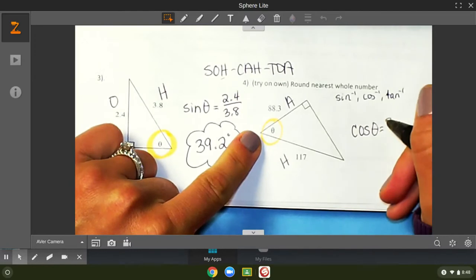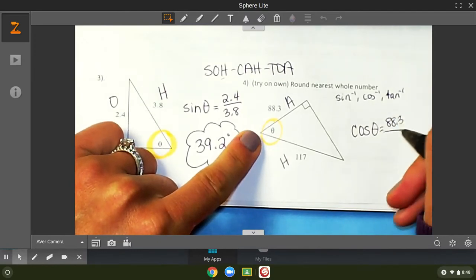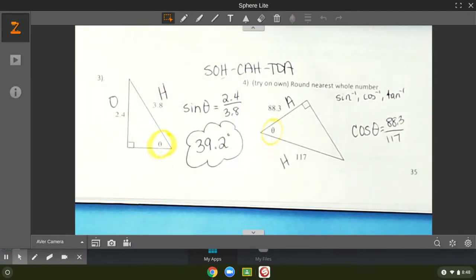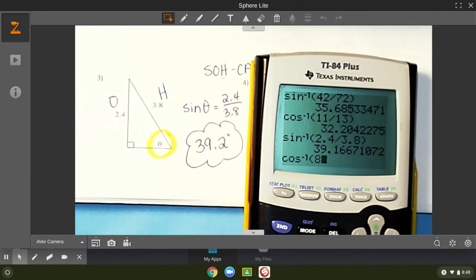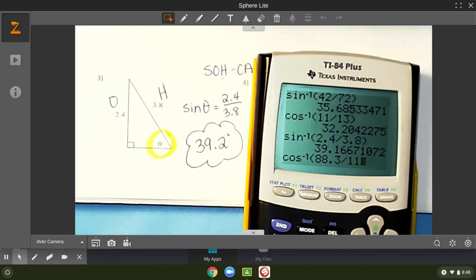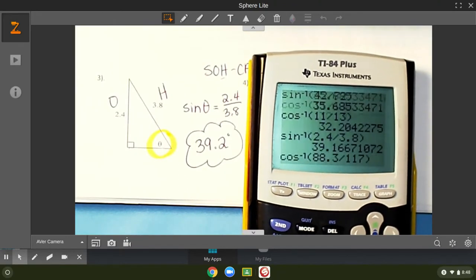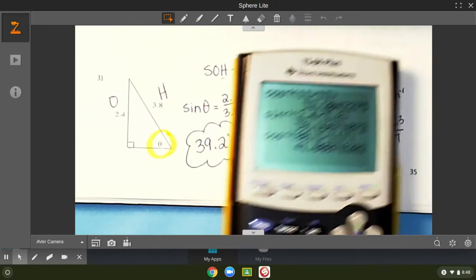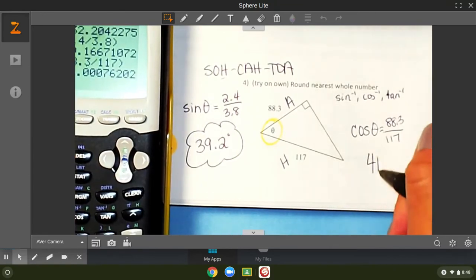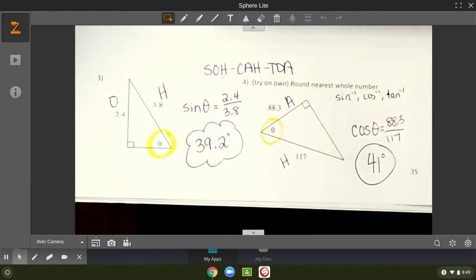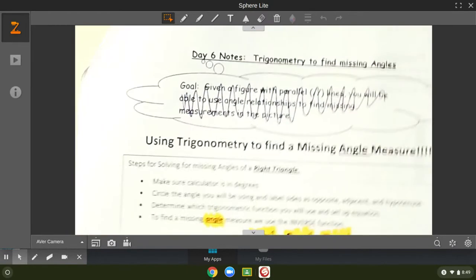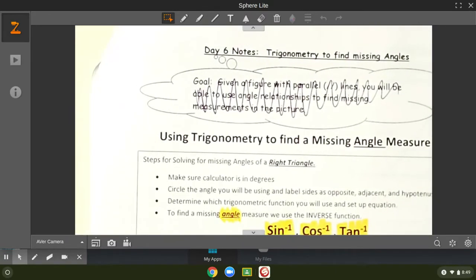And cosine is going to be 88.3 over 117. So then we hit second cosine, and that's going to be 88.3 divided by 117. We hit enter, and we get 41 degrees. And we have got it. So ladies and gentlemen, that is how we use trigonometry to find missing angles. So what do you think? It's a little bit less steps than finding a missing side.